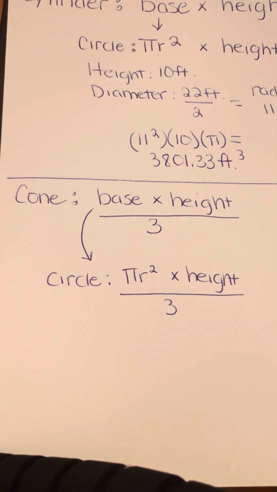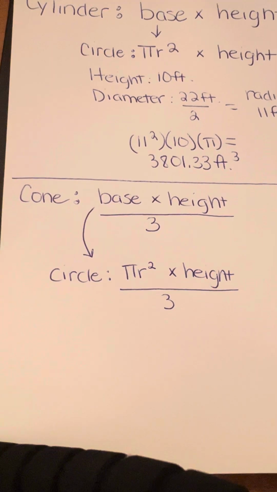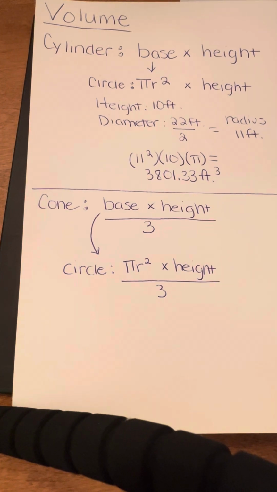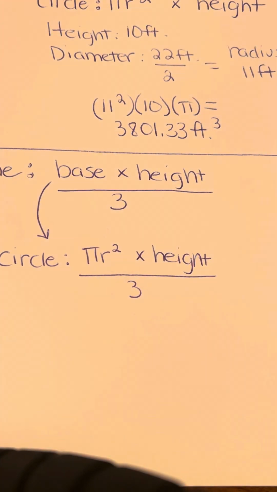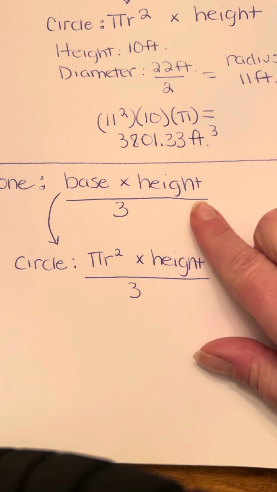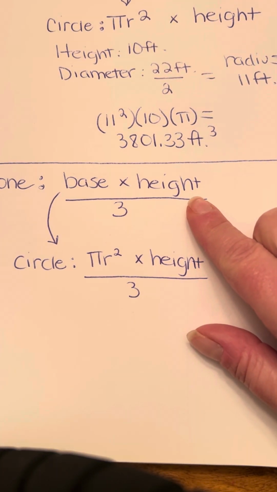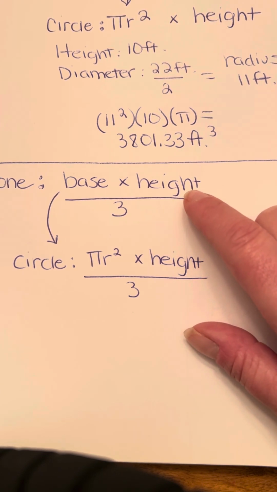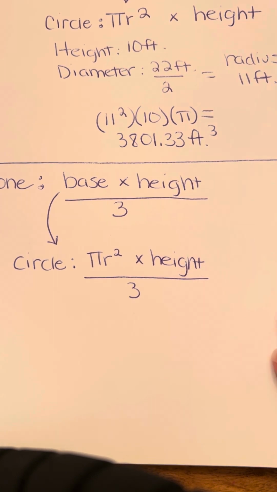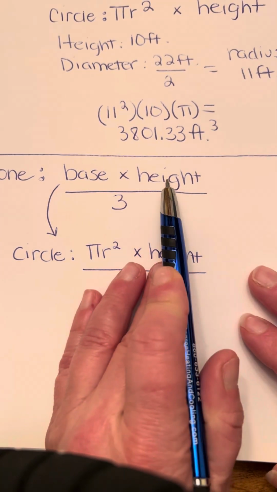A cone is similar to a cylinder's base times height formula. Cones are the same thing, except they're divided by 3. And the reason why is, if I took a right cylinder and shaved off the edges from the center of it, I would have a cone. So 3 of these cones with the same base, the same diameter, could fit into that same sized cylinder. So our formula is base times height divided by 3.